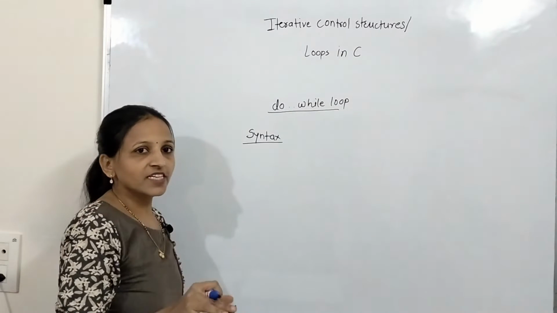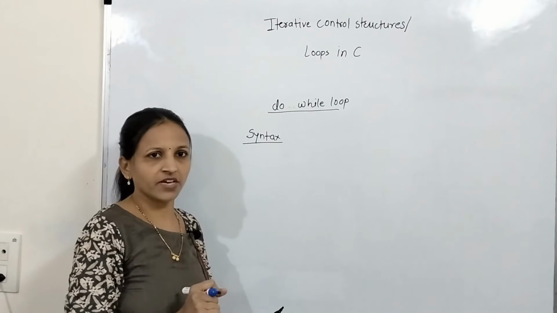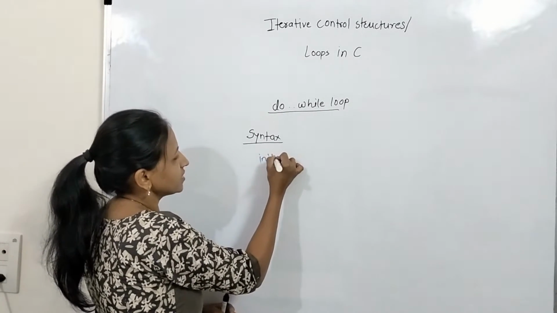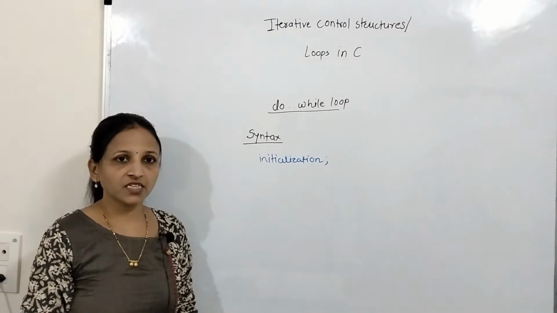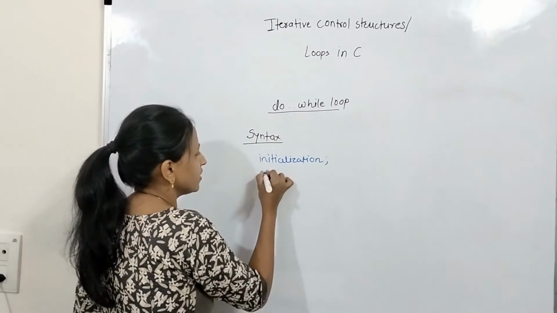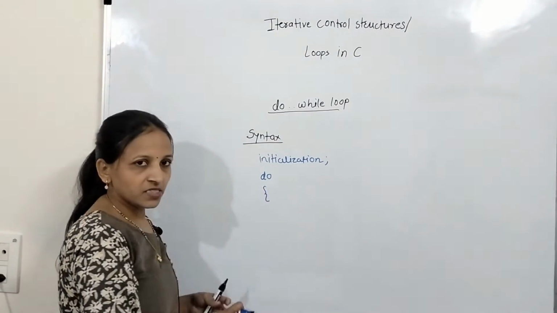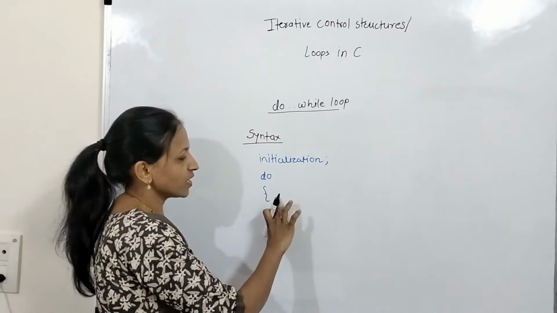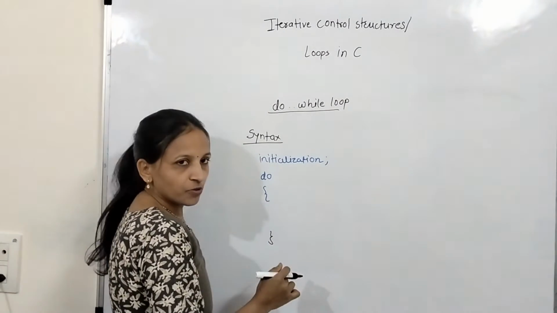First you have to do initialization. Initialization is nothing but setting the initial value to the counter variable. That we will do first, like initialization, or you can write your initial expression, which is nothing but setting the initial value to the counter variable. Now the next point is we will directly write do. Then just open a curly brace. Whatever statements you want to repeat again and again, you have to write here inside the body of this loop. This block you can call the body of the loop.